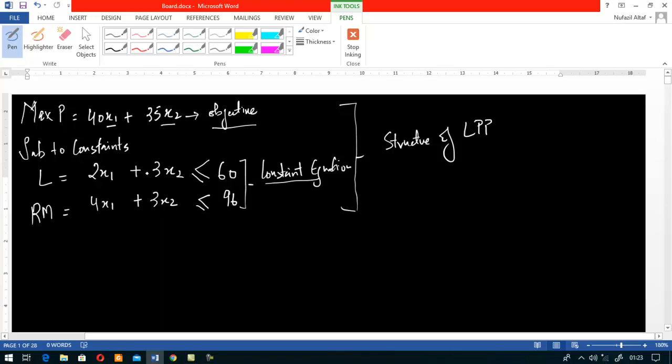Another thing is the non-negativity condition that you can see in your notes. The non-negativity condition means that x1 and x2 cannot be negative. So x1 and x2 have to be greater than or equal to 0, which is a very important factor and very logical as well, because we cannot have negative labor, we cannot have negative raw material. In a similar manner, we cannot have a negative product. So x1 and x2 being greater than or equal to 0 is logical, and therefore we need to apply this non-negativity condition.